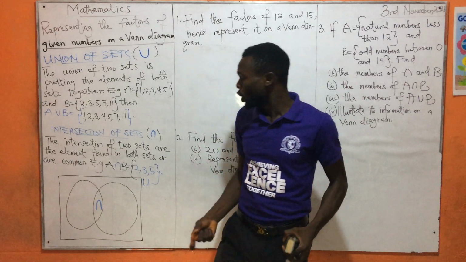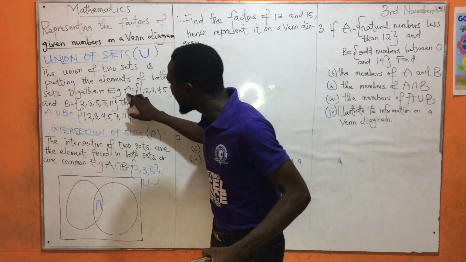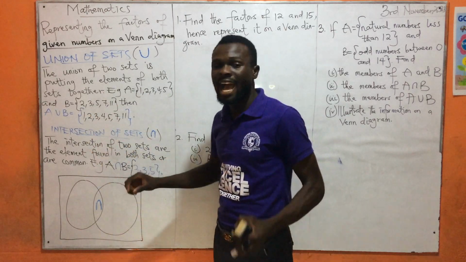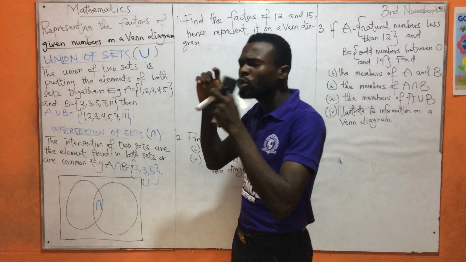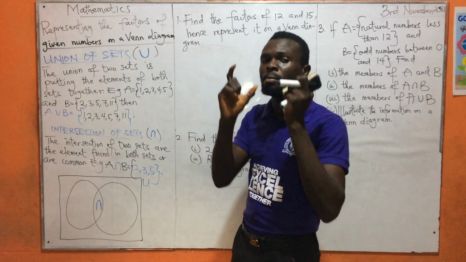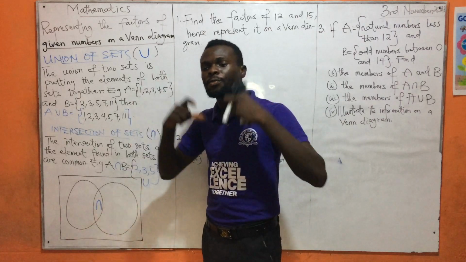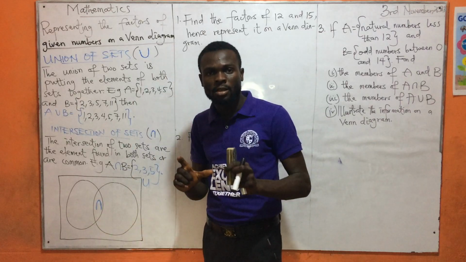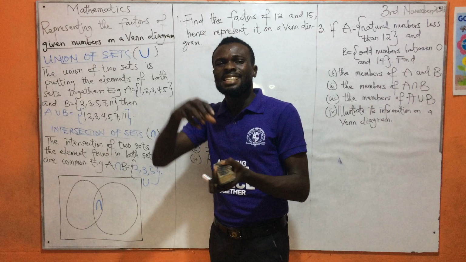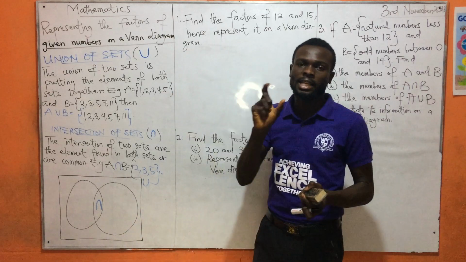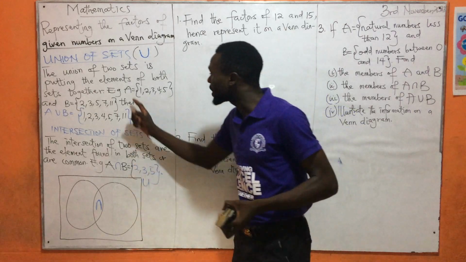So, for example, with this same set A and set B, if I want their intersection, I should look for the elements or members of set A that can also be found in set B. Once you do that, those elements become the intersection of the two sets. So look at A.